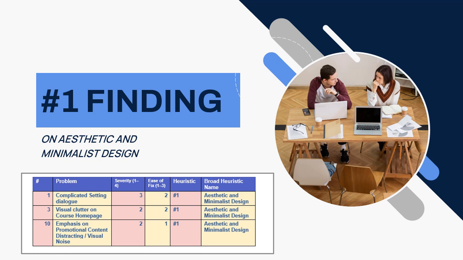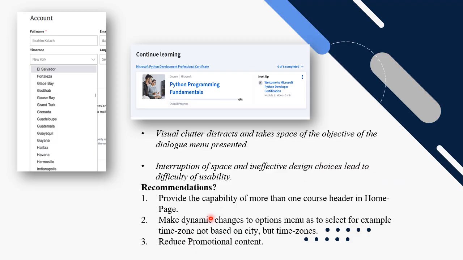Our findings for the aesthetic and minimalist design return 3 issues that we have noted down right here, as well as their severity ranking, as well as the ease of fix. On this issue, we have made note of a couple of things. Firstly, we've taken some photos to share with you as visual evidence for the problems we've found. Visual clutter distracts and takes space from the objective of the dialog menu presented.